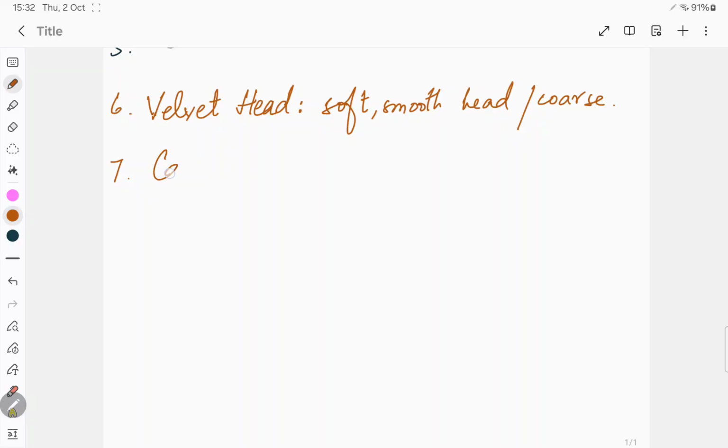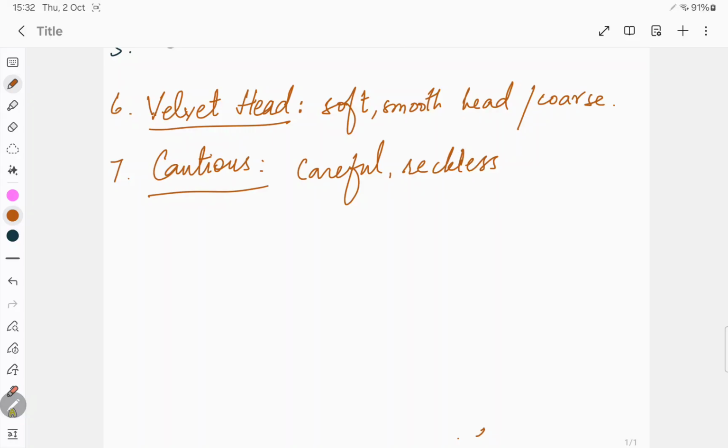Well, the next word is cautious. And by cautious, we mean somebody who is very careful, or the person who watches everywhere just to avoid the danger. And the antonym can be, well, we may say careless or reckless, who does not have any caution. And the sentence can be: the child was cautious while walking on the icy road. That means he was careful so that he may not fall.